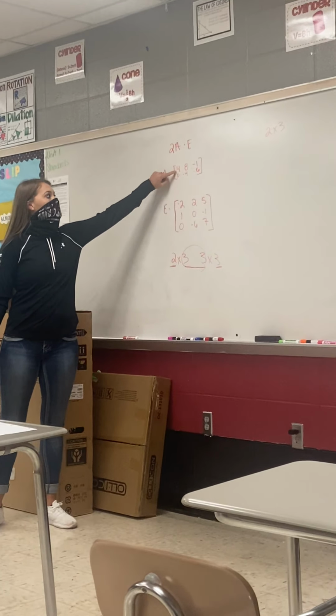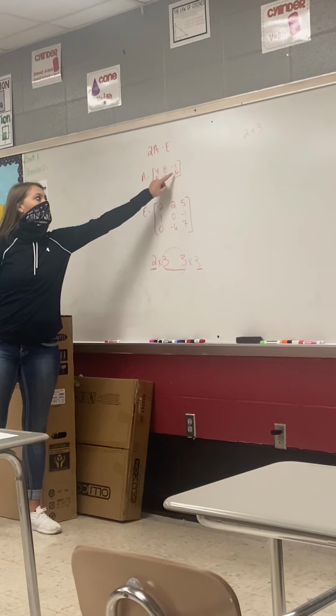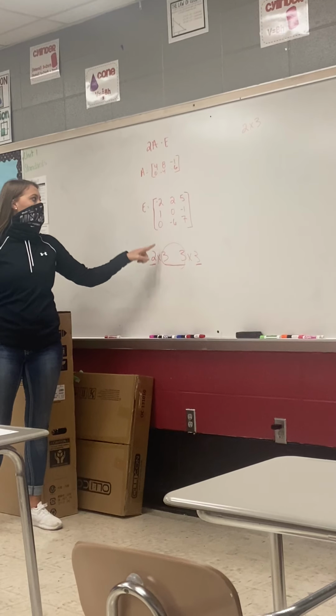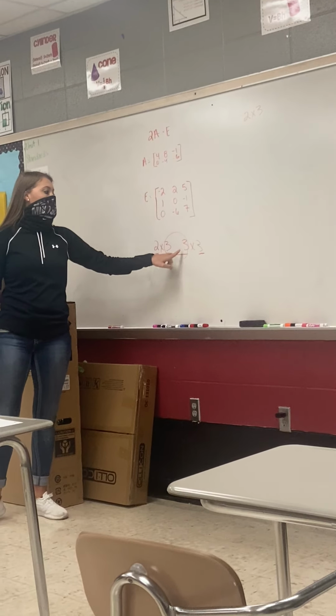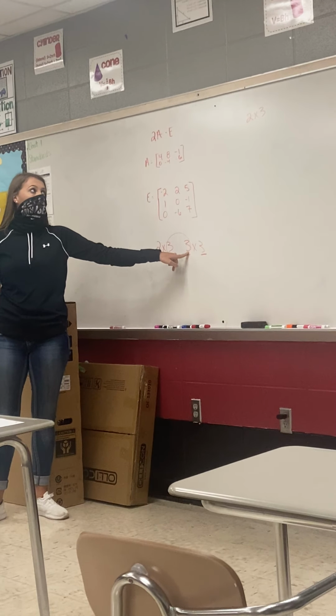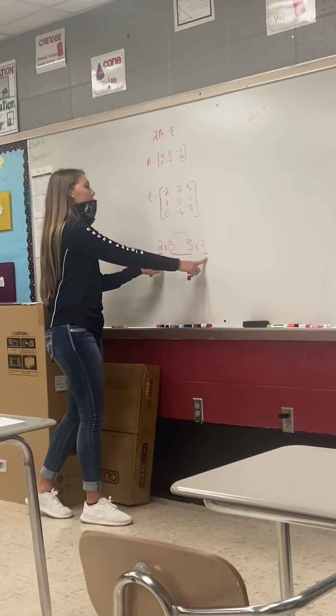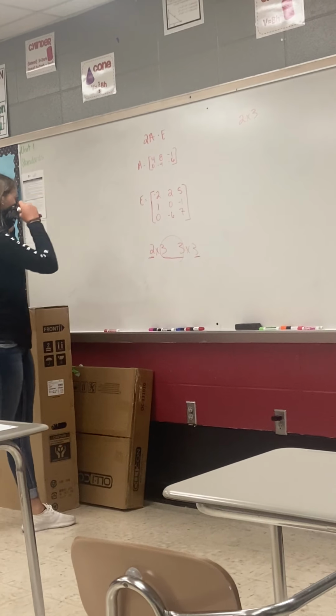2 by 3 because you have 2 here and then 3 across, which we labeled a 2 by 3. And we have a 3 by 3, so we labeled it here. Now the middles are the same, so that means we can multiply them. And our final answer is going to be a 2 by 3.